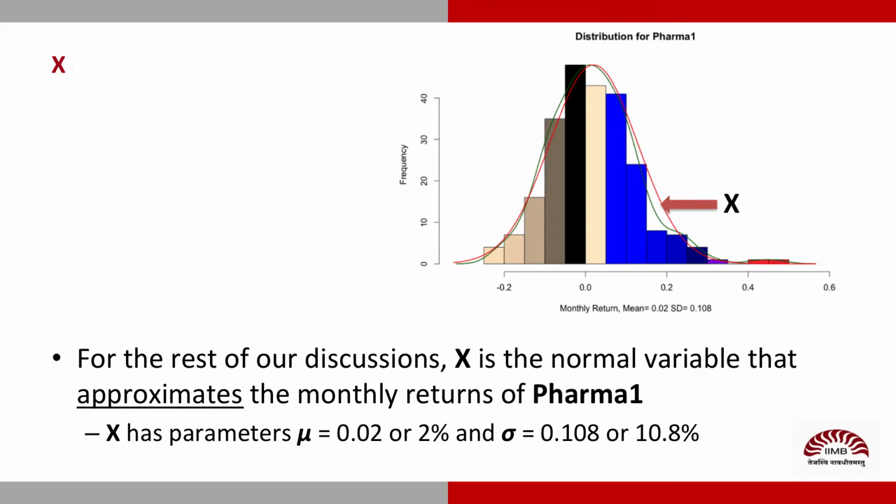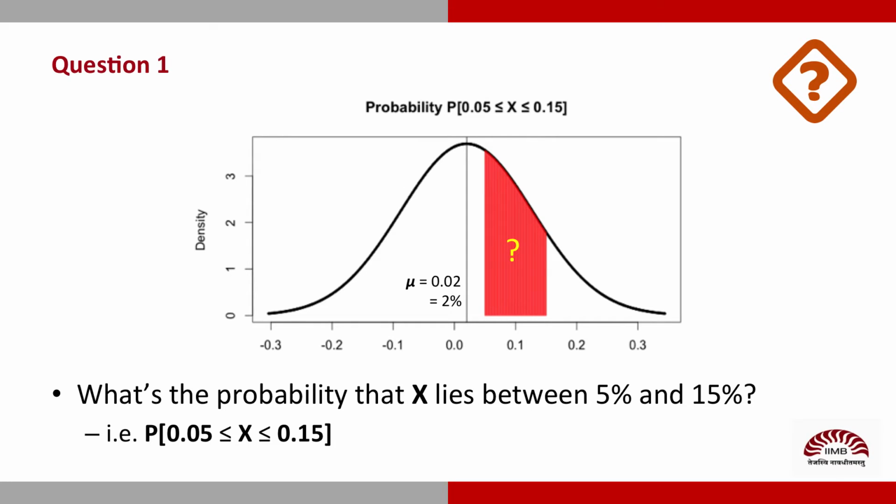For the rest of our discussions, x is the normal variable that approximates monthly returns of pharma 1. Now x has parameters mu given by 0.02, or 2% rate of return, that is, and sigma is equal to 0.108, or 10.8%. So pharma 2 is left as an exercise? Brilliant. You bet. Let's take up question 1 with concrete values. We ask, what's the probability that the monthly returns of pharma 1 are between 5% and 15%?